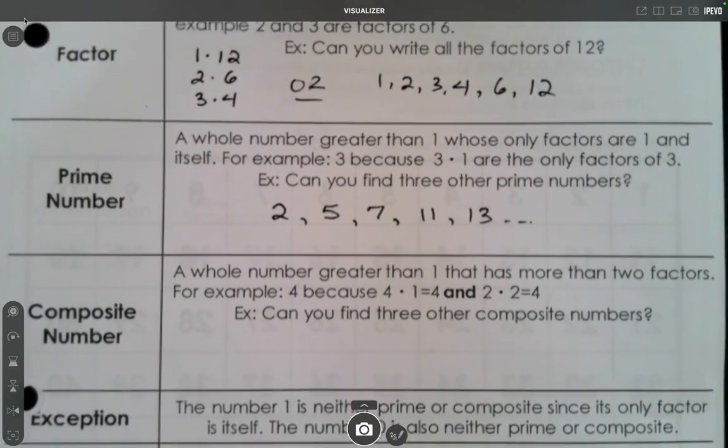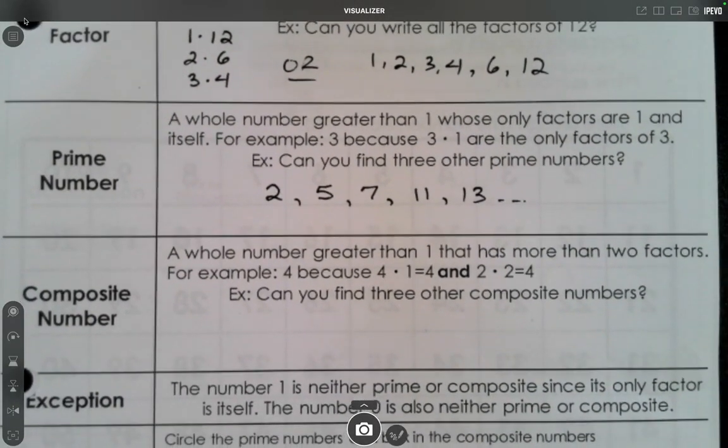Now, composite numbers. They're a whole number greater than 1 that has more than 2 factors. So it has factors beyond just itself and the number 1. So 4 is an example because yes, 1 and 4 do go into 4, but so does 2. So another way we could say it is prime numbers are things that only 1 and itself go into. Composite numbers are not prime numbers. Their factors are itself, 1, and at least one other number. It may be a lot more numbers.